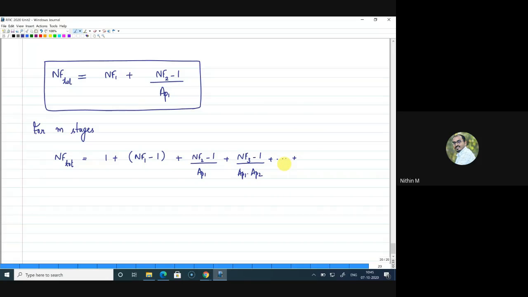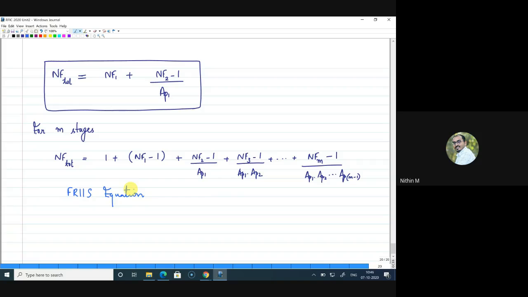Plus, if you want to write the noise figure till m stages, it is NFm minus 1 divided by AP1 into AP2 into up to the previous stages power gain, so AP of m minus 1. So this will be your total noise figure if you write the expression of noise figure up to some m stages. And this is very commonly called the Friis equation. I think you will see a similar equation even in your microwave class also. This is often called the Friis equation.